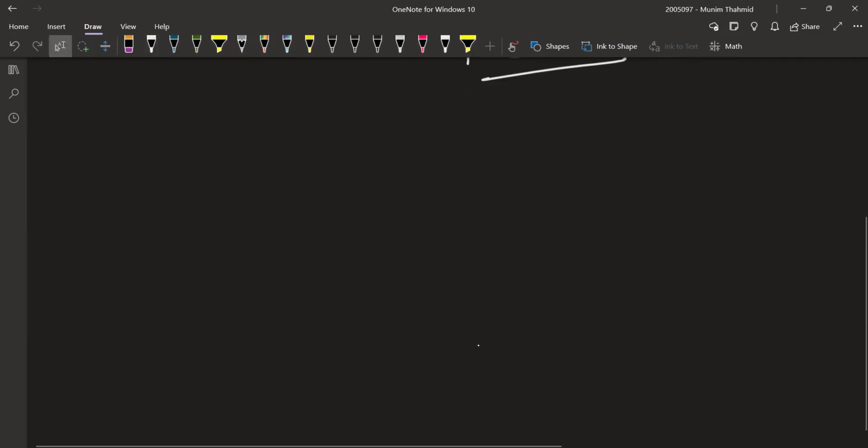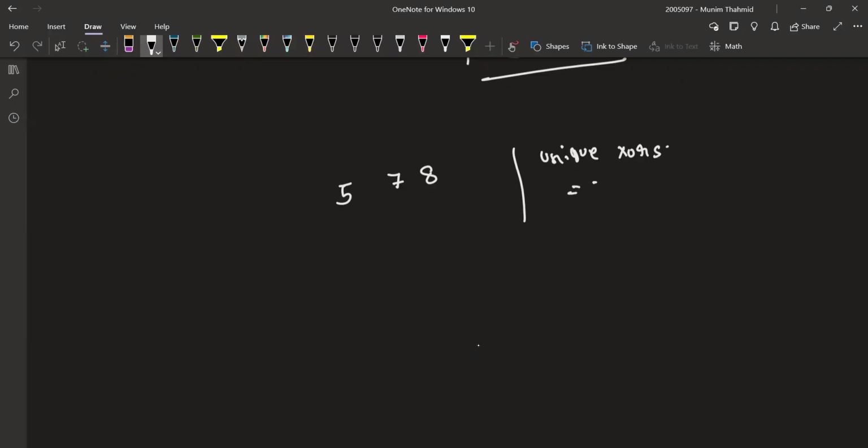Okay, so let's try to think. Let's say we have 5, 7, 8. Let's take this example and think what the unique XOR values can be. Obviously 5, 7, 8 are going to be there for sure. Now, what I can do is 5 XOR 5, which is 0. And if you XOR 0 with any number, you get that exact number. So that does not work. Okay, it's not going to work.